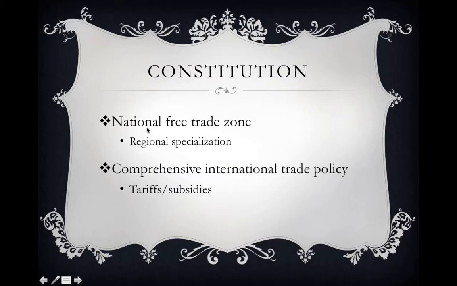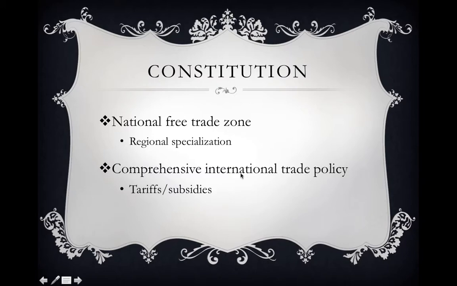So we end up seeing the North being more of a manufacturing region, the Midwest being a farming region, and the South being mainly, before the Civil War, a cotton growing region, and those type of staple products. That allows those regions to produce what they're the most efficient at producing.